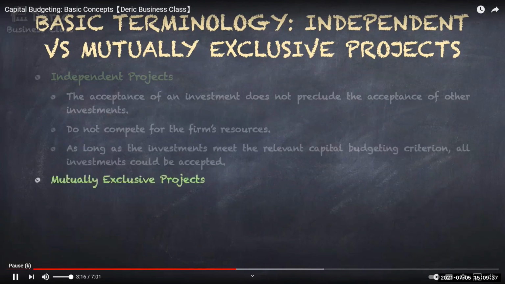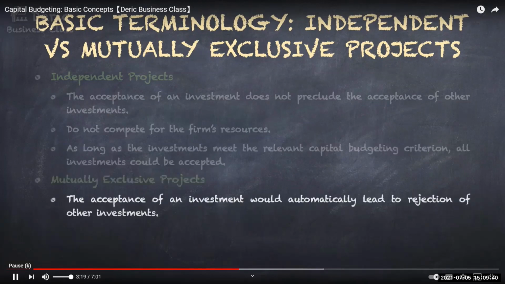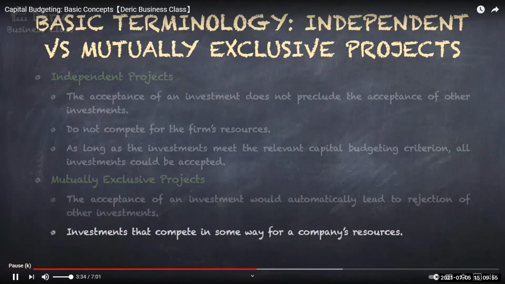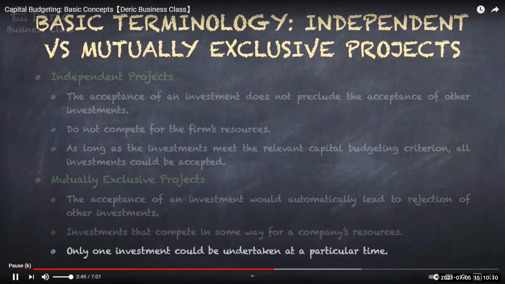However, mutually exclusive projects mean the acceptance of an investment would automatically lead to rejection of other investments. Let's say you have 5 potential projects. If these projects are mutually exclusive, you can only choose to accept one out of the 5 projects. Mutually exclusive projects are the investments that compete in some way for a company's resources. In other words, due to the capital constraints of the company, such projects cannot be undertaken simultaneously. Therefore, only one investment could be undertaken at a particular time.